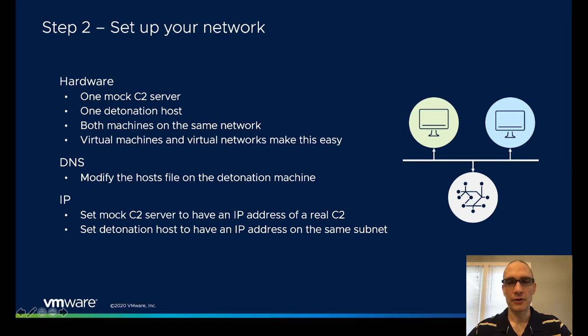In the case of hard-coded IP addresses, if you've taken the time to set up 2 virtual machines on a virtual network, then this isn't that much more difficult. Essentially, you want to identify the C2 IP address and set your mock C2 server to have the IP address of the real C2 server. Then by modifying your detonation host to have an IP address on that same subnet, essentially when the malware goes to talk to its C2 server, instead of being routed over the internet, it's simply going to talk to the other machine on your virtual network.